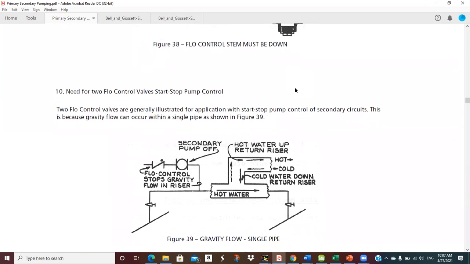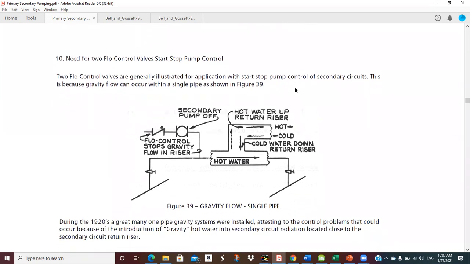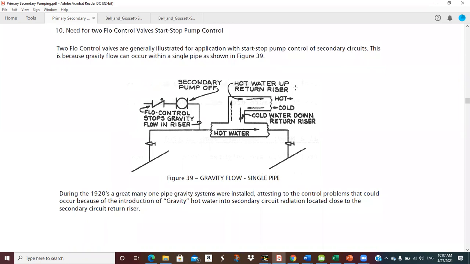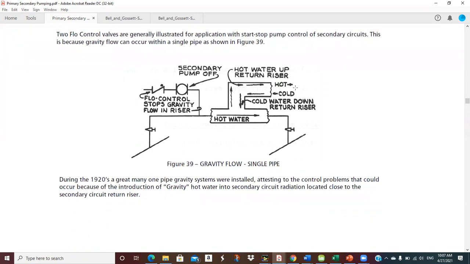Need for 2 flow control valves, start, stop, pump control. Okay. 2 flow control valves are generally illustrated for application with start, stop, pump control of secondary circuits. This is because gravity flow can occur within a single pipe, as is shown in the figure. So we got a blow up of the connection. And so see, we've got a vertical connection. And so see, that hot water is going to want to rise, and this cold water is going to want to flow down into this hot pipe and mix.